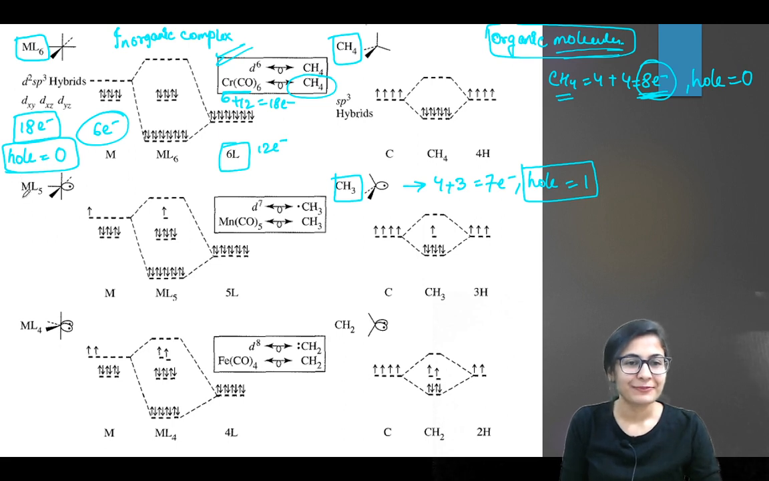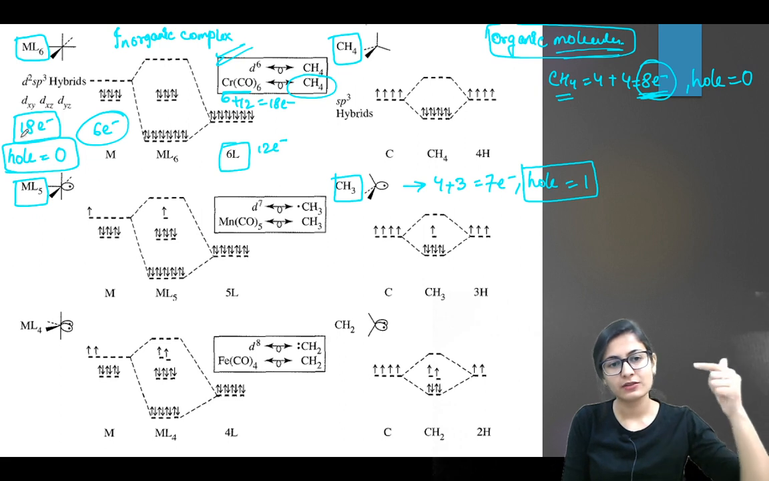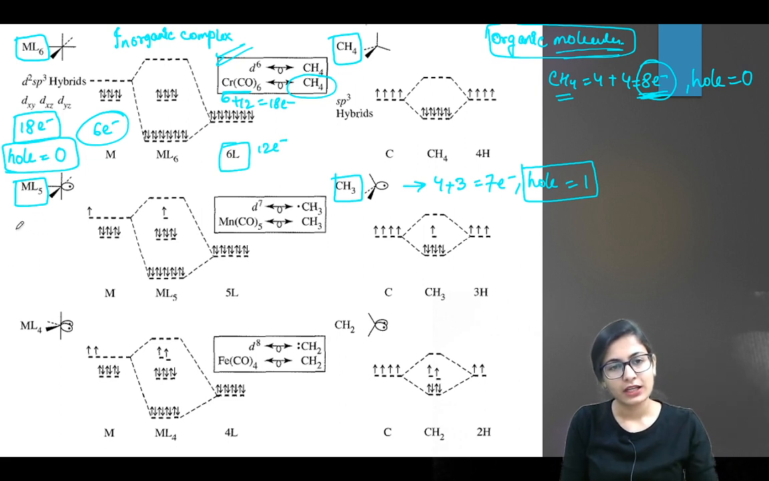Yes, so here we are, ML5. From ML6 we are going 1 electron short, so it has to be a 17 electron system. So for the 17 electron system, the number of holes, that is the deficiency, is 18 minus 17 equals 1.